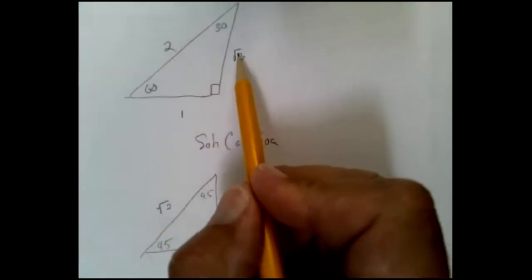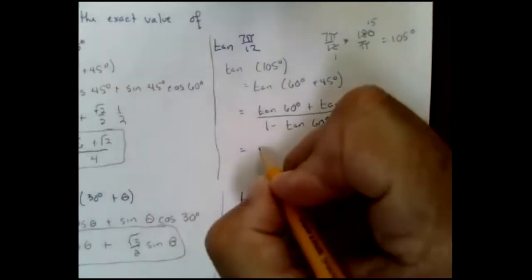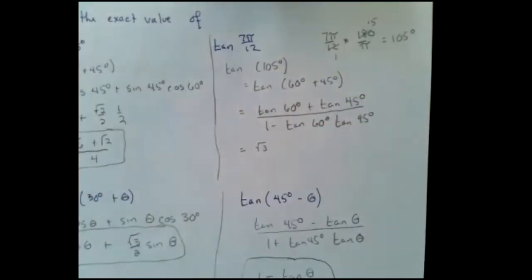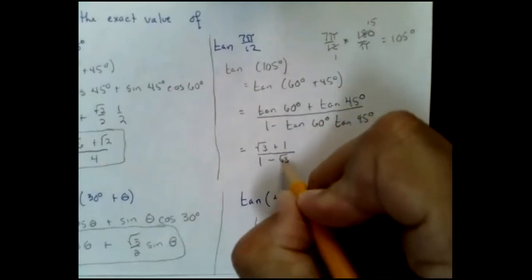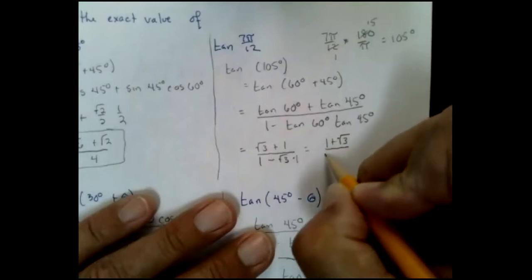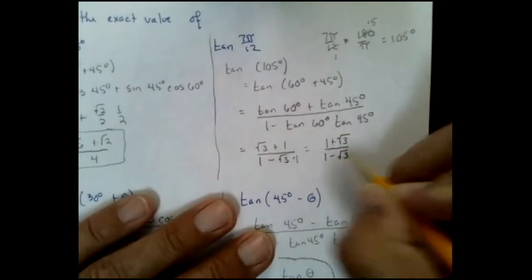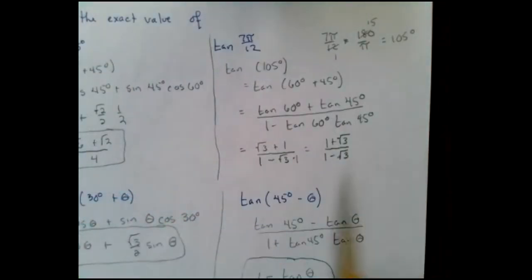Tangent of 60, opposite over adjacent, is square root of 3. Plus tangent of 45, opposite over adjacent, that's 1. Over 1 minus, again, square root of 3 times 1. So it looks like I have 1 plus the square root of 3 over 1 minus the square root of 3. Oh, happy day. I know how to get that out of there.